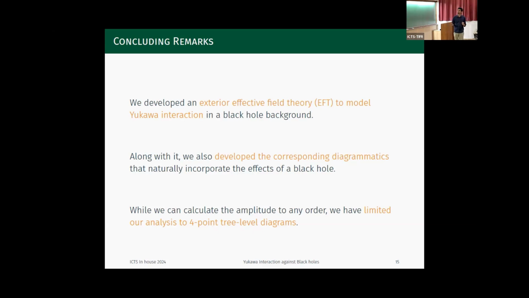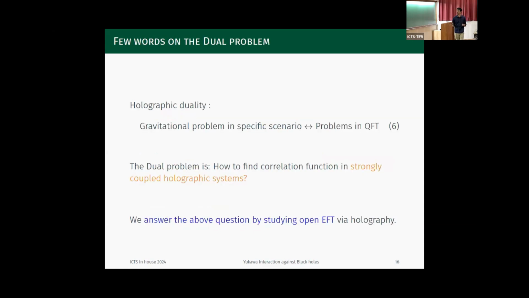And while we can calculate the amplitude to any order, we have limited our analysis, at least in this talk, to only tree-level diagrams. One can go on and ask what happens at the loop level or the higher point function. We can do that, and we hope the whole analysis will naturally go through, but we are not doing that here. With that, I just want to make one more comment, on a principle which Rajesh also talked about on the first day: the gravitational problem in a specific scenario has a dual problem in the QFT side.